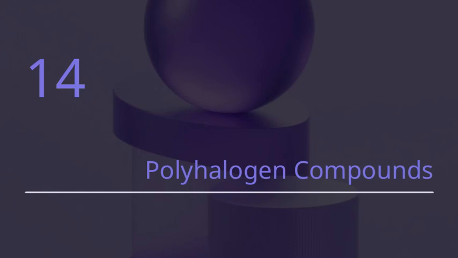Today, I want to talk about polyhalogen compounds. These are a specific group of halogenated organic compounds where multiple halogen atoms are attached to the carbon backbone. They are quite significant in various industrial applications and environmental contexts. One key point to remember is that the degree of halogenation can vary, and this influences the properties of these compounds, like their stability, reactivity, and toxicity.